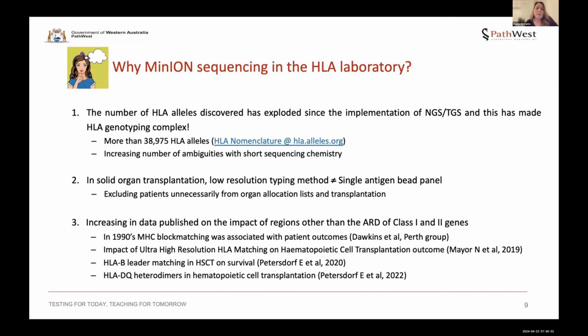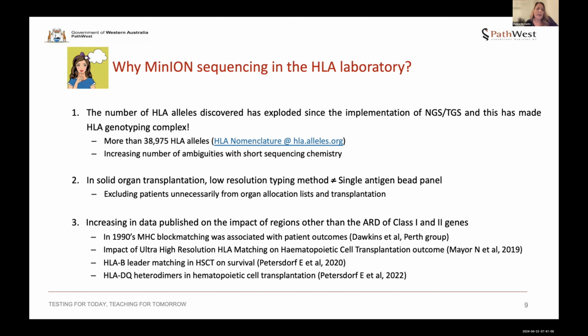Again, in solid organ transplant, at that time, around 2019, the low-resolution typing methods really did not equal the single antigen bead panel, or didn't represent the alleles on the single antigen bead panel. And therefore, we were excluding patients unnecessarily from organ allocation lists and transplants because we couldn't confirm allelic antibodies present in patients.